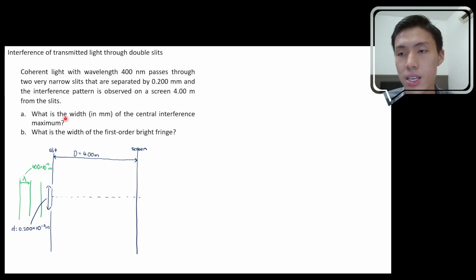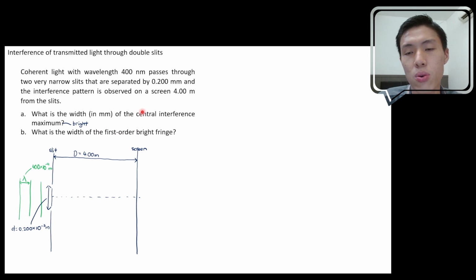Okay, now they are asking what is the width in millimeters of the central interference maximum. If you are talking about interference maximum, it means they are looking for the bright. Which bright? Central. So they are asking for the width of the central bright. That's question A. For question B, they ask what is the width of the first order bright fringe. It might be another fringe, it might be the same fringe. Let's try to figure out which fringe they are looking for the width of.